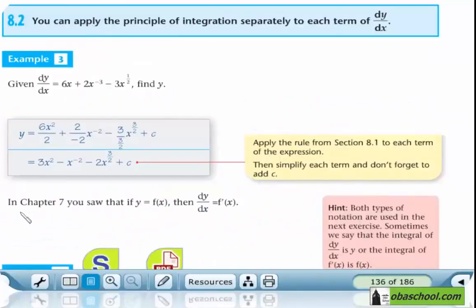Back to page 136, it says in chapter 7, you saw that if y equals f of x, then dy by dx equals f prime of x. Previously, in the previous chapter, we used f of x and f prime of x. And in this chapter, sometimes we are going to say dy by dx, and other times we are going to say f prime of x. So you have to keep awake and know that it's the same.